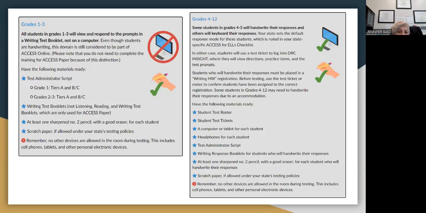For grades 1 through 3, students will respond to the prompts in a writing test booklet and not a computer. While for grades 4 through 12, some of them may do it handwriting, while some of them will use a keyboard. So each ML teacher was asked how they wanted their students to take this test, and the ones who said that they wanted the handwriting, we ordered those materials for them.